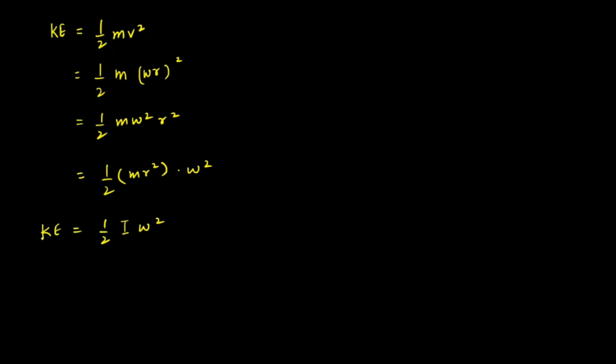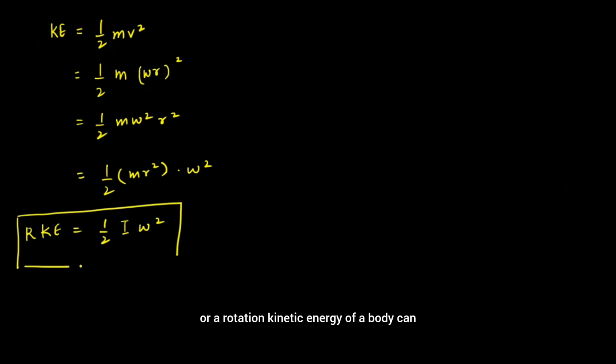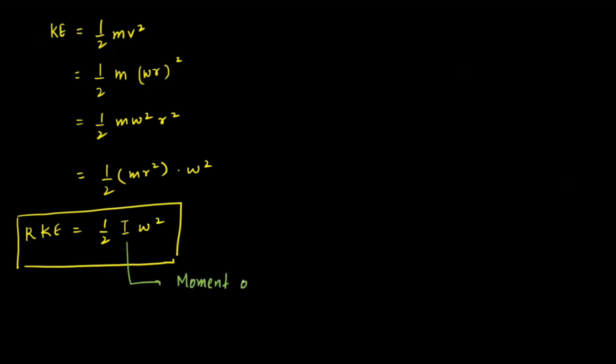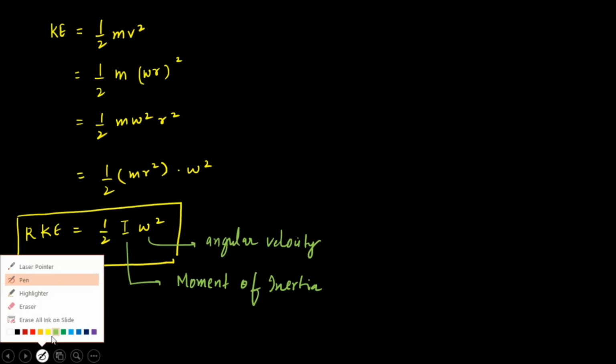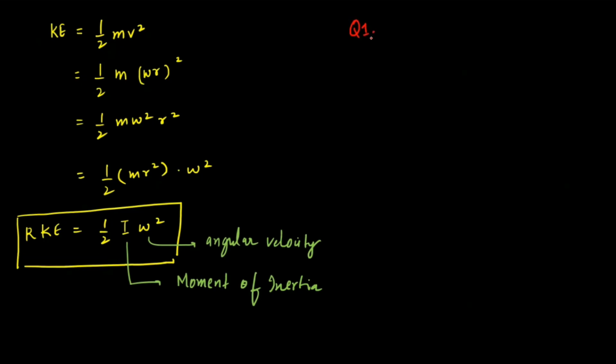The kinetic energy of a rotating body, or the rotational kinetic energy of a body, can be written as half I omega square, where this I is moment of inertia and this omega is angular velocity. Now always remember, whenever we are talking about angular velocity, it is always calculated about a fixed point. So we are talking about the same energy about a fixed point only. Does this make sense? So it's not about only one particle. We do have more than one particle rotating about a fixed point with fixed angular velocity.